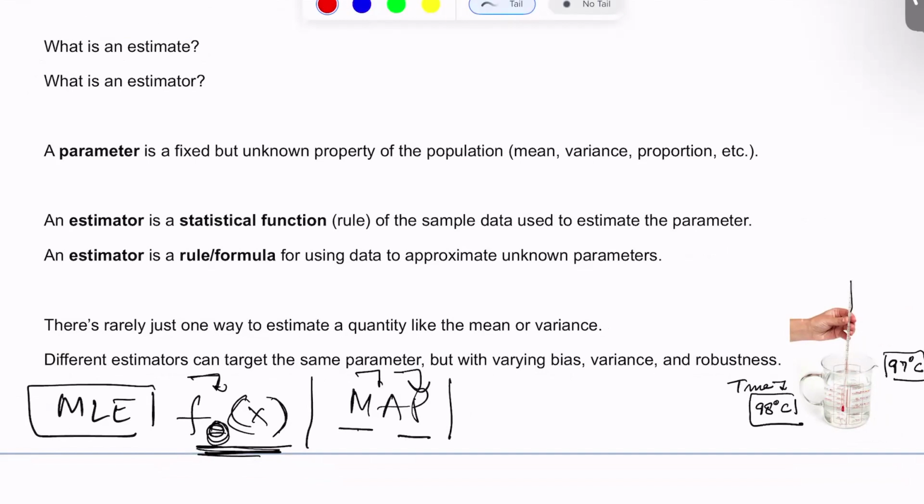Do we want to reduce the bias? Do we want to reduce the variance? Do we want more robustness, accuracy? We can have a varied set of metrics that we want to achieve using different estimators. So on a high level, estimators are just rules or statistical functions that we use to process the sample data to find or approximate the true unknown parameters.